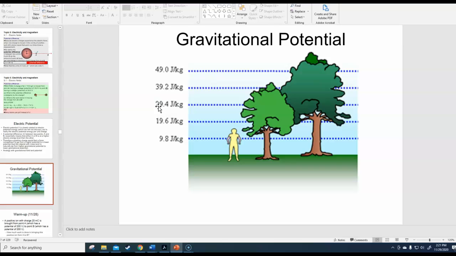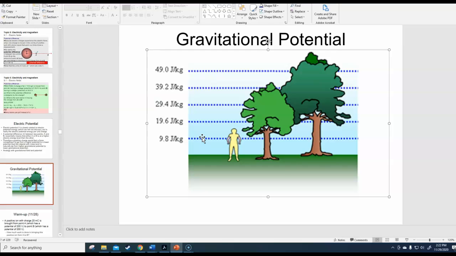So off to the side here, you see these numbers: 9.8 joules per kilogram, 19.6 joules per kilogram, 29.4 joules per kilogram. These are units of gravitational potential. In other words, if I'm holding a ball, let's say a 1 kilogram ball, right here at this lowest line, it would have 9.8 joules of potential energy. Because this is joules per kilogram, if I have a 1 kilogram ball or box and I hold it at that point in space, it's going to have 9.8 joules of gravitational potential energy.